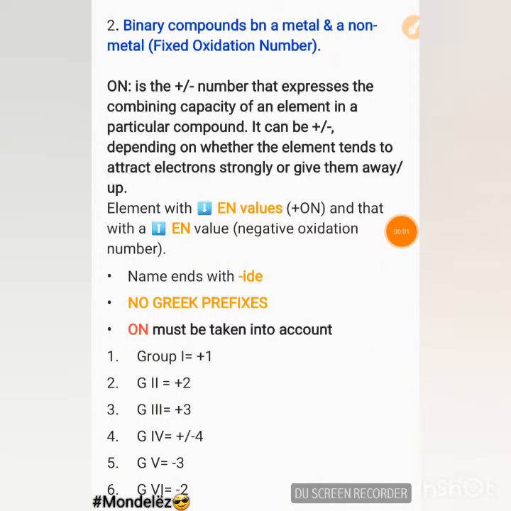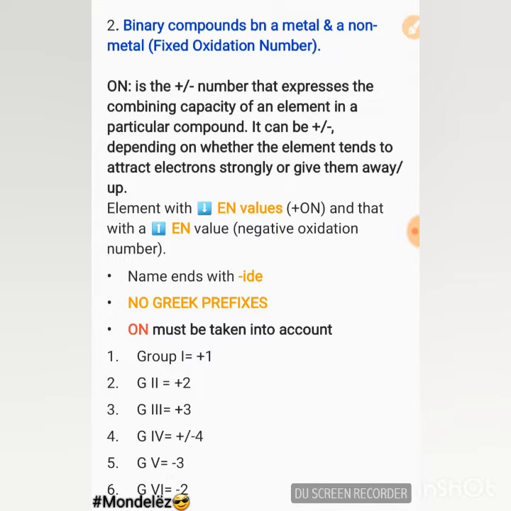Now, binary compounds between a metal and a non-metal with a fixed oxidation number. Guys, before going any further, please do know your metals. Do know what your non-metals are. Study your periodic table. You need to know which ones are your metals and which are your non-metals. Please do study that.